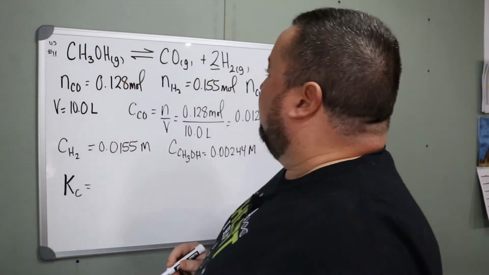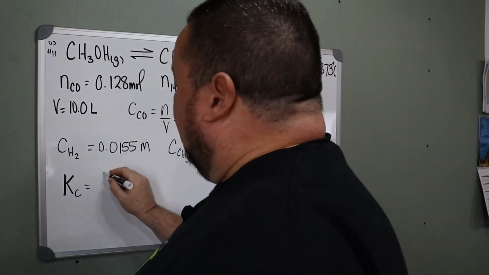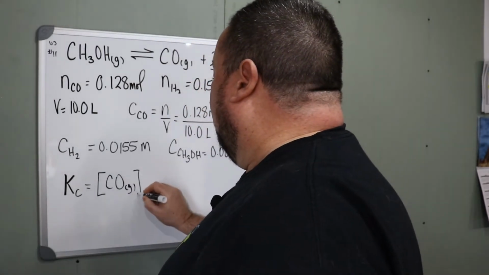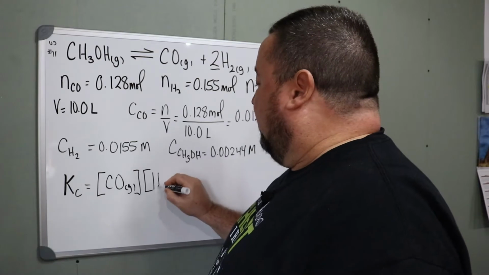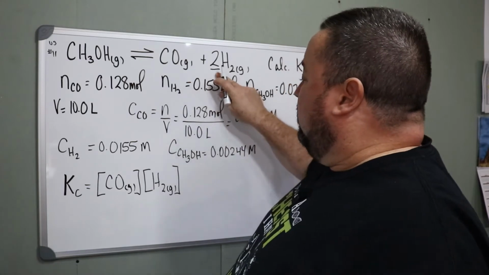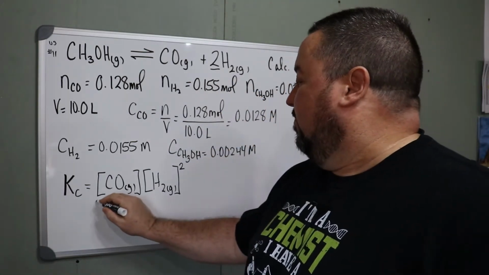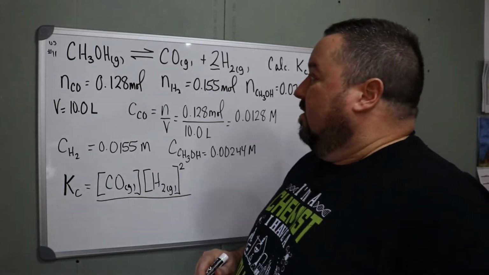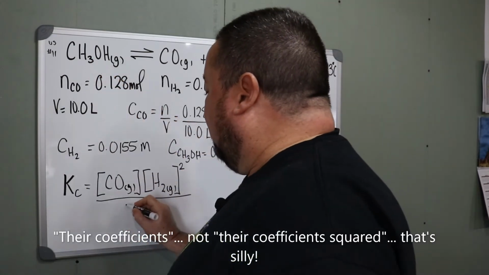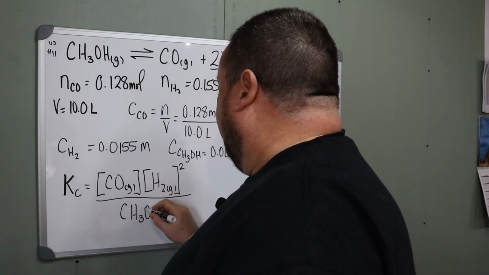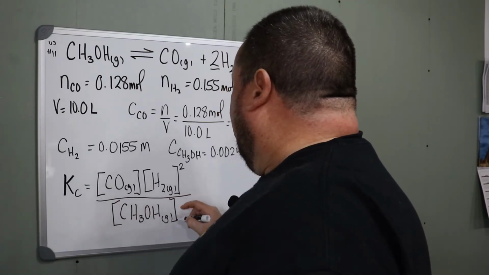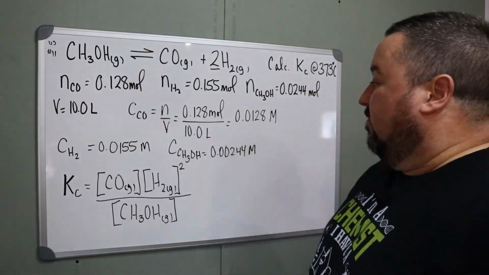So the equilibrium constant expression now, Kc, we know Kc is written products over reactants, so concentration of CO, gas, multiplied by the concentration of the hydrogen, and because the coefficient of hydrogen is 2, we know that that's squared. We also divide by the concentration of the reactants. We have only one reactant, CH3OH, methanol, and it's to the first power because its coefficient is 1.